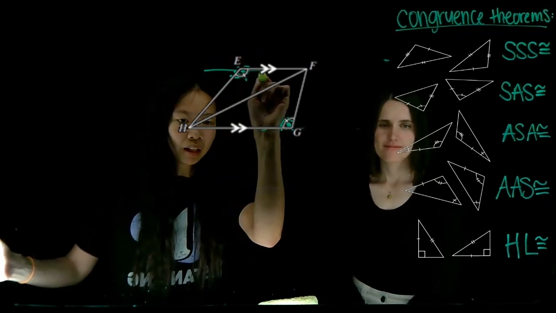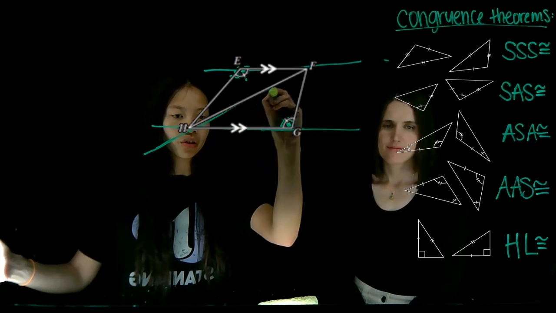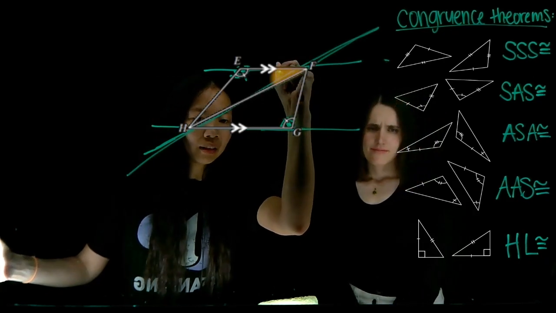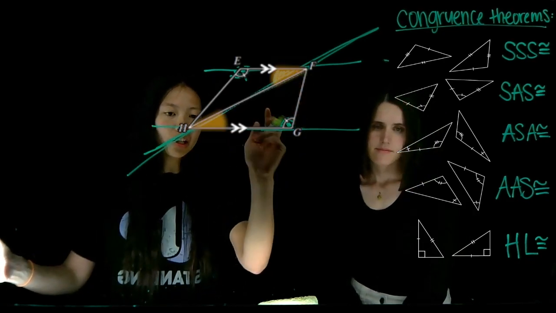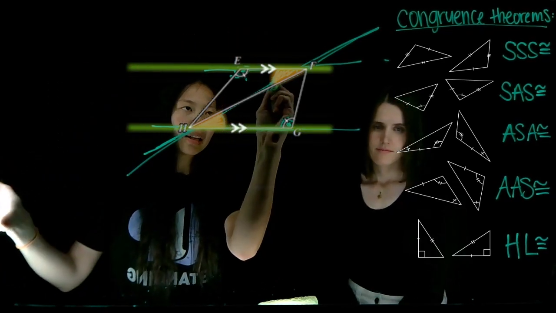If we extend EF and HG here, and let's have FH be our transversal here, we can see here that angle EFH and angle GHF are alternate interior angles. And because these lines are parallel, we know that alternate interior angles will be congruent.